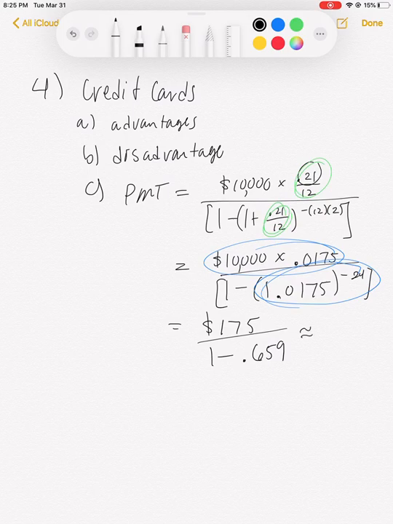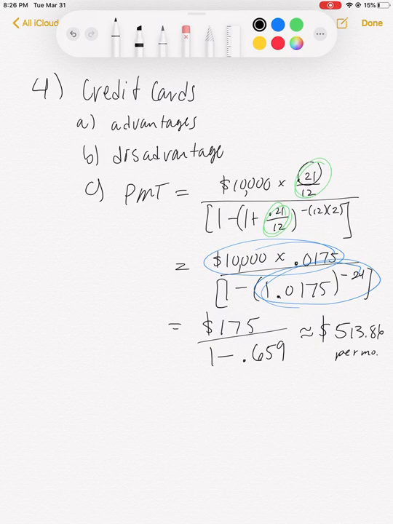Okay, which is approximately equal to, after all calculations, $513.86 per month. So that's a hefty monthly payment for just $10,000 of credit card debt. A lot of people will go ahead and pay off their credit cards and take out a loan from a bank for a lower interest rate.